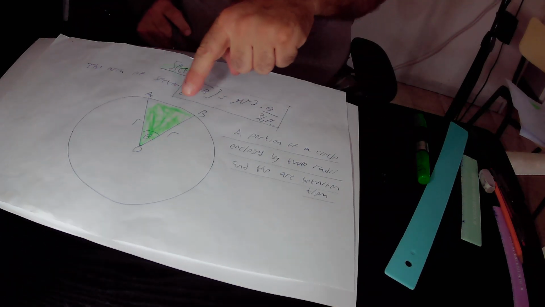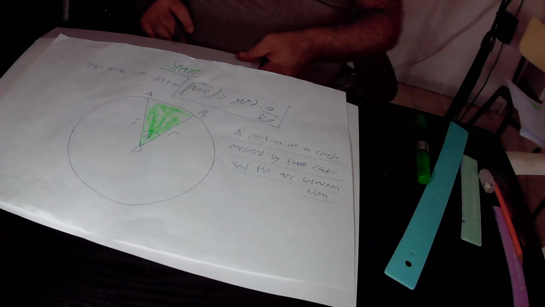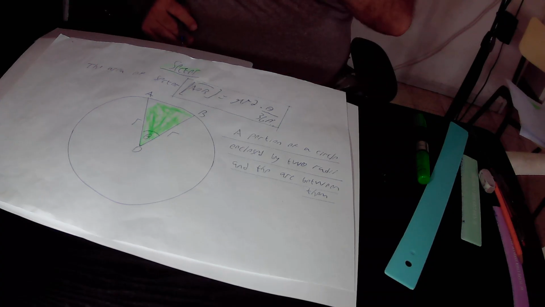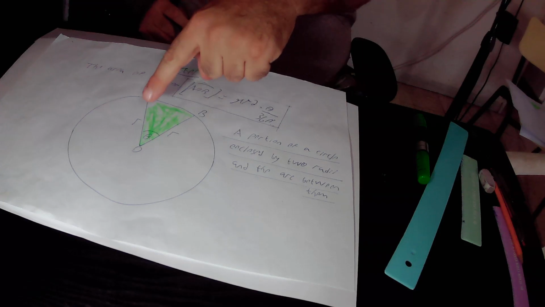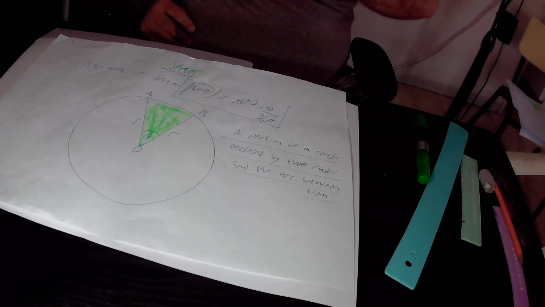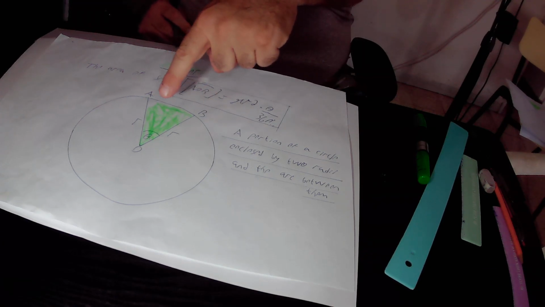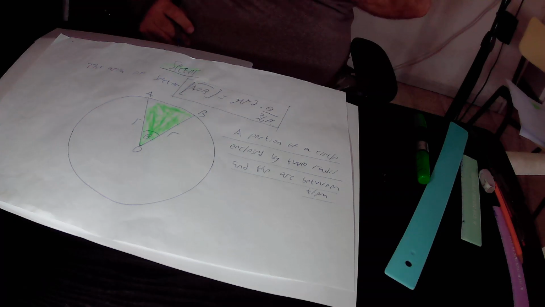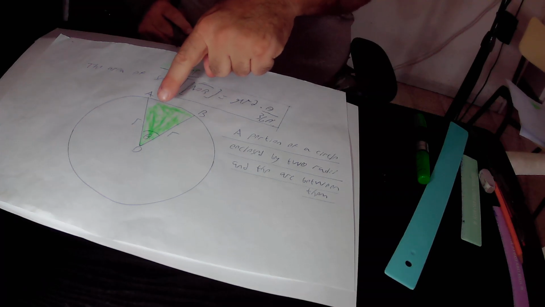The green shape AOB is a sector. Sector AOB consists of two radii and arc AB between the two radii. Angle theta is the angle between the two radii, or the angle between the legs of the sector.